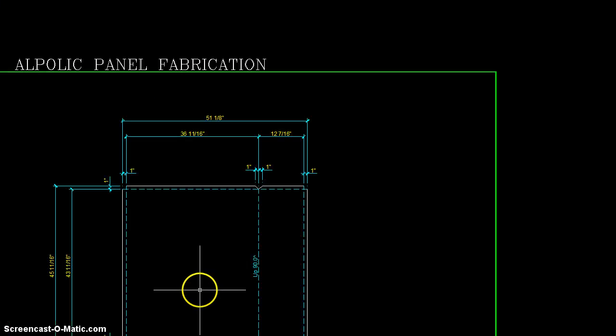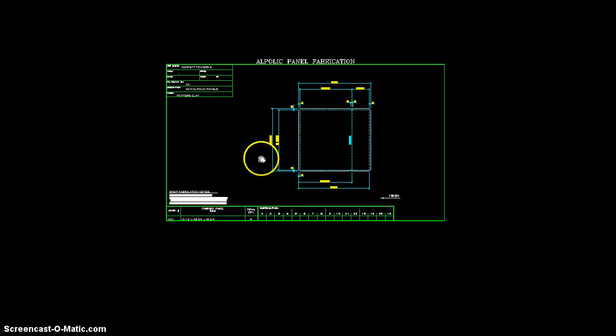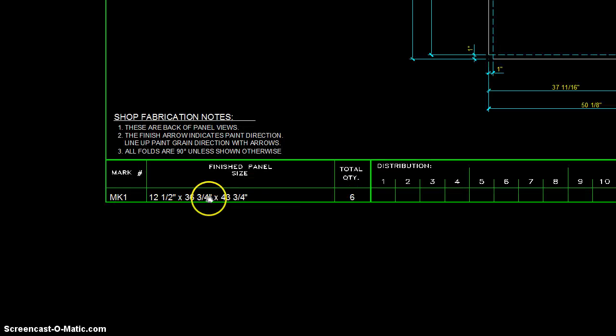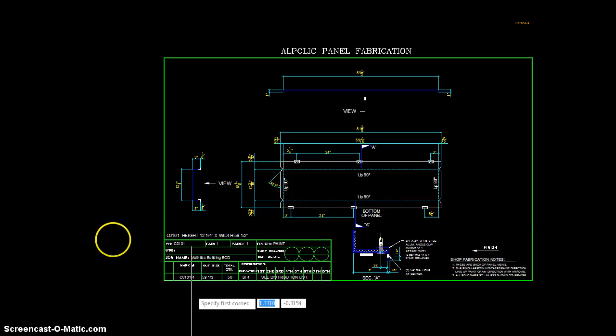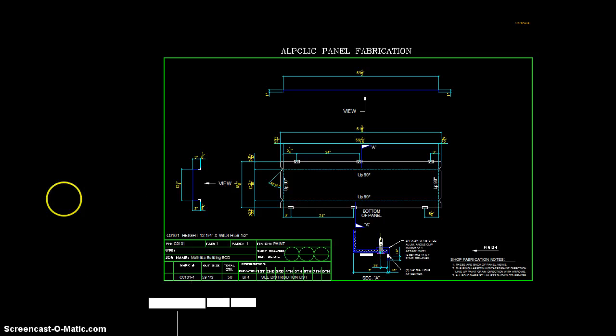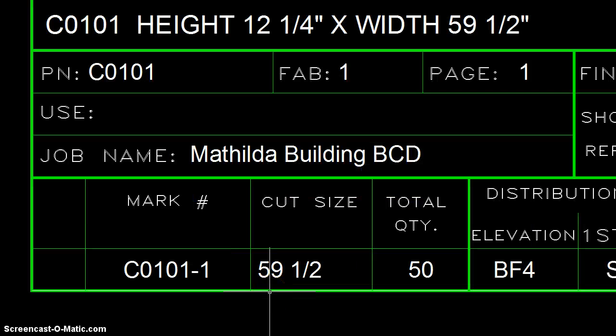So in our typical panel template, if you look here, you'll see that our mark number and our panel size and our quantities are listed this way. On this panel template, you'll see that the mark number and the quantities are listed differently.